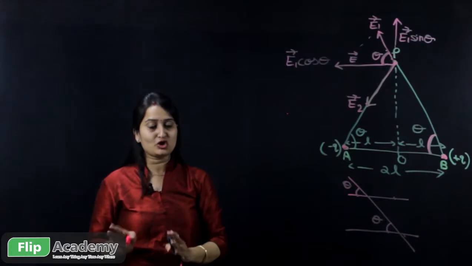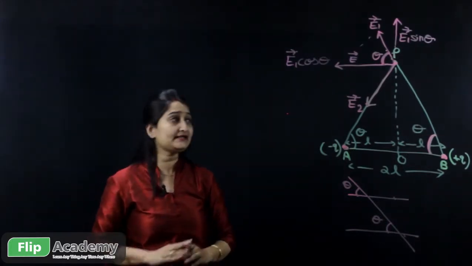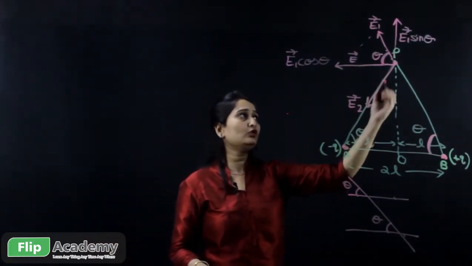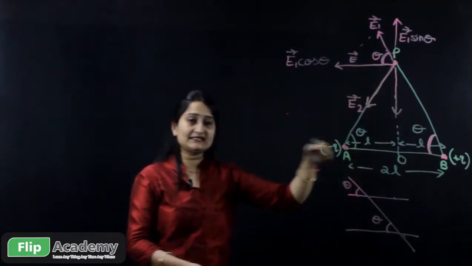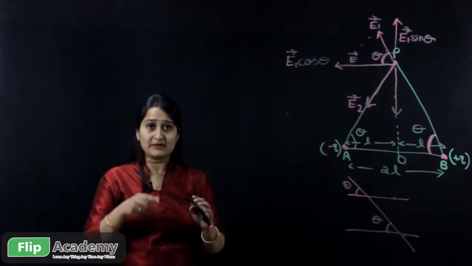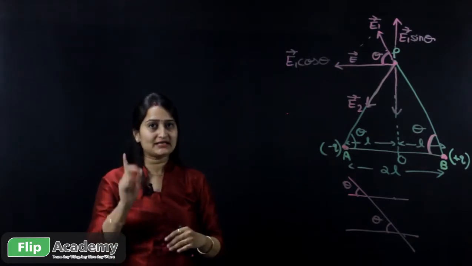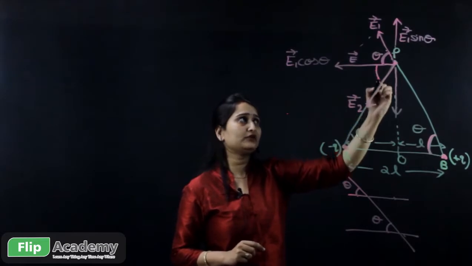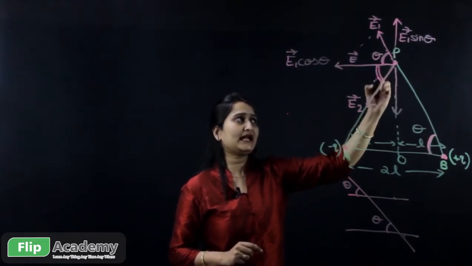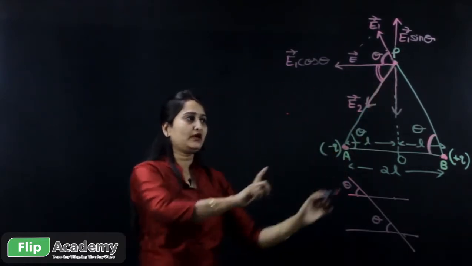Apart from that, now let's work upon E2. Similarly, you have to resolve E2 into two components. That is, E2 is resolved into the vertical axis, which is directed downward because E2 is also directed downward. First, let's check the angle that E2 makes with the x-axis. So this angle you have to find. Again, look at the diagram.